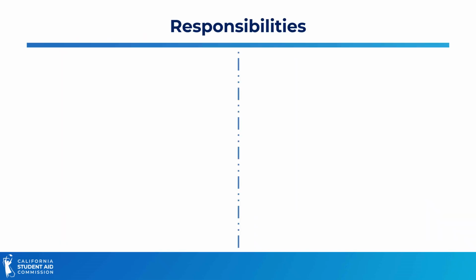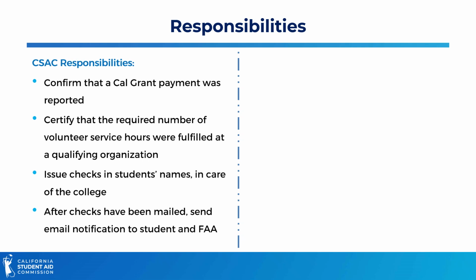Here is a quick summary of the responsibilities from CSAC and the Financial Aid Office. CSAC will verify that the student has received at least one Cal Grant A or B payment, that the required volunteer service hours were completed at a qualifying organization, and that students are enrolled at least half-time.